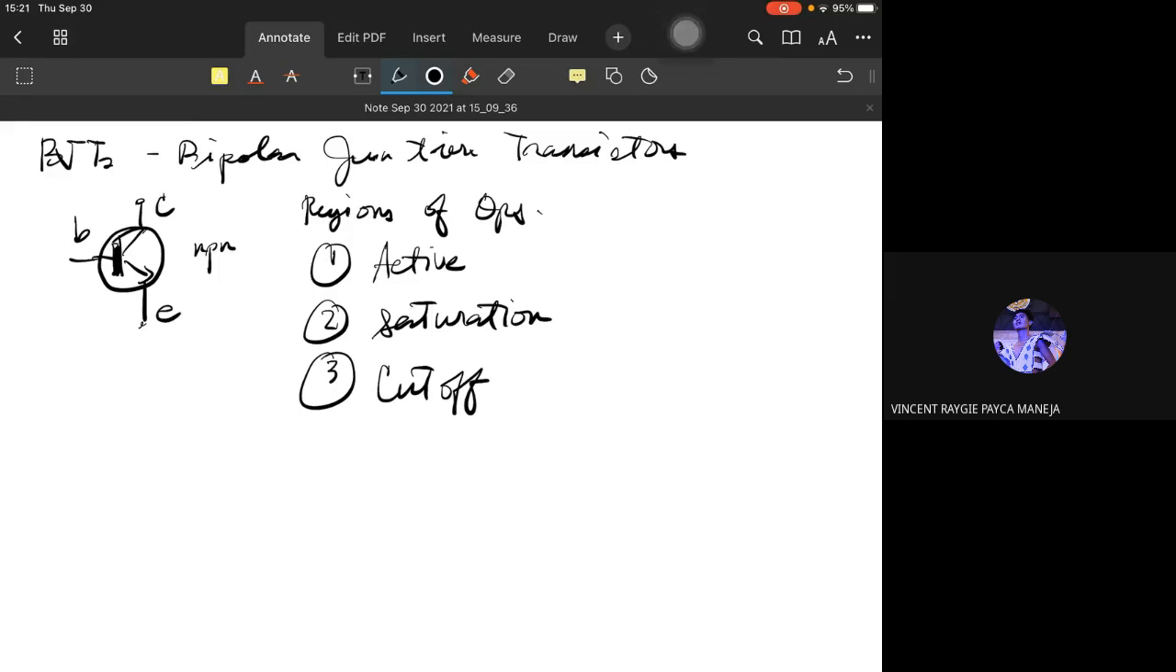So if we want to use our transistor as an amplifier, we should use it in the active region, no? Amplifier. And as a switch, change state from saturation to cutoff and vice versa. So it will be used as a switch if nasa kaninga regions. Okay?